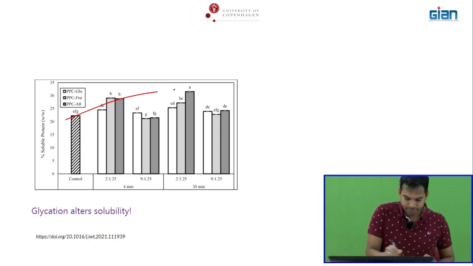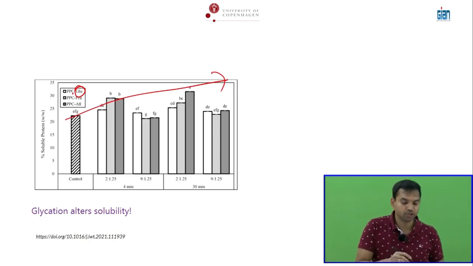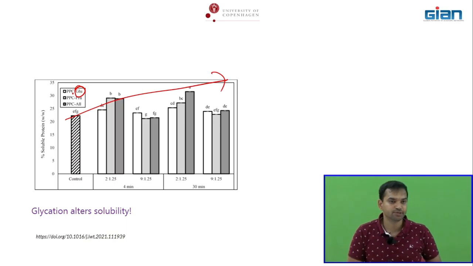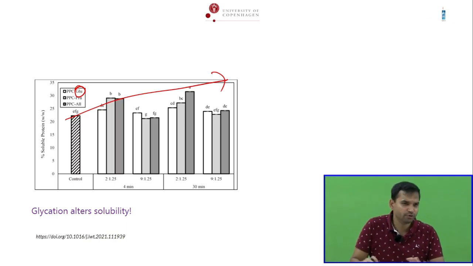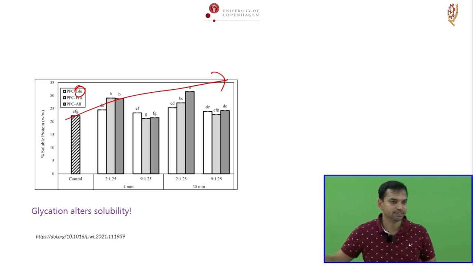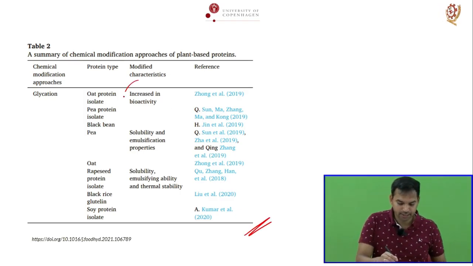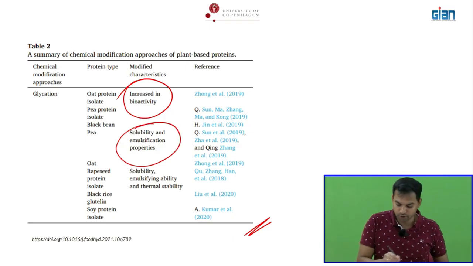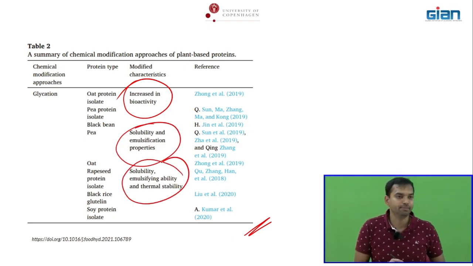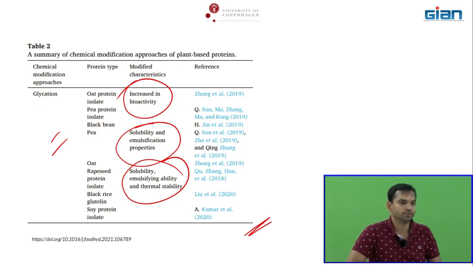So here is one example. They show how pea protein concentrate heated with glucose changes the solubility. I don't want you to remember the graphs again and again. Just remember that something will change. Okay. And it's a nice summary. They show that they change the bioactivity, it changes the solubility, it changes the emulsification ability when you do the glycation. There are a lot of studies. It's not something new. Okay.